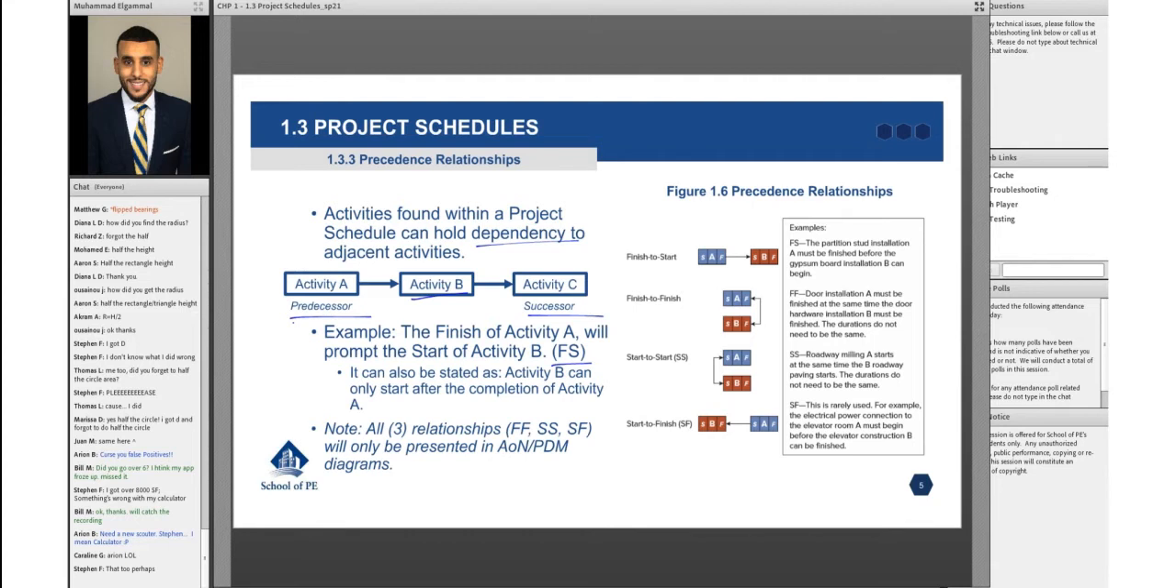Okay, and then we have three other types. We have finish to finish: both activities that are linked finish at the same time, but they don't necessarily have to start at the same time. Then start to start: they start at the same time, but they don't have to finish at the same time if they have different durations. And then the most counterintuitive of the bunch, generally avoided in project logic sequencing, is the start of the successor. The start of the successor, what comes after, triggers the finish of the predecessor.